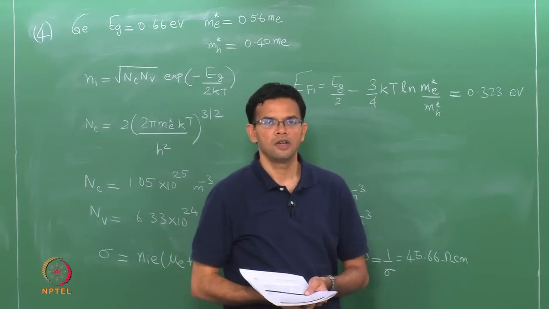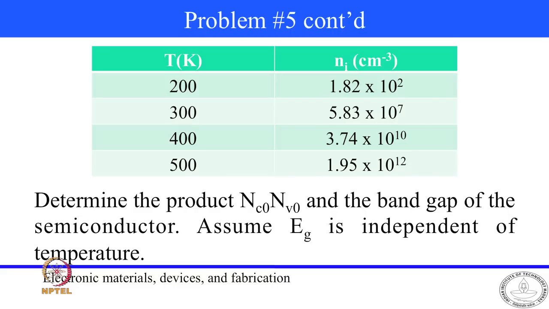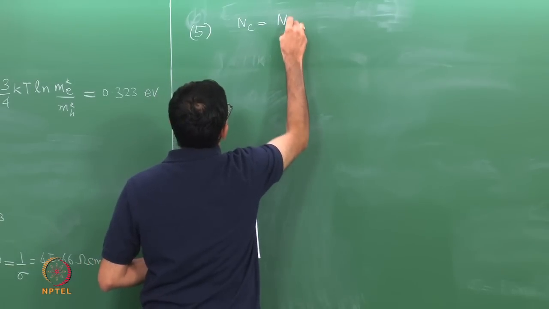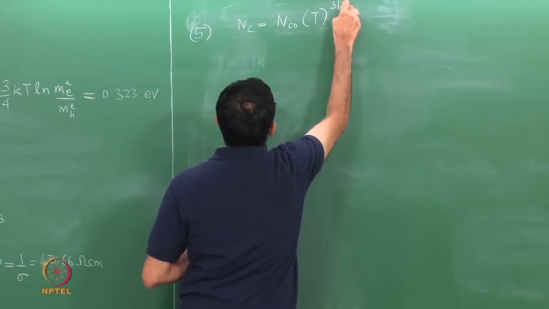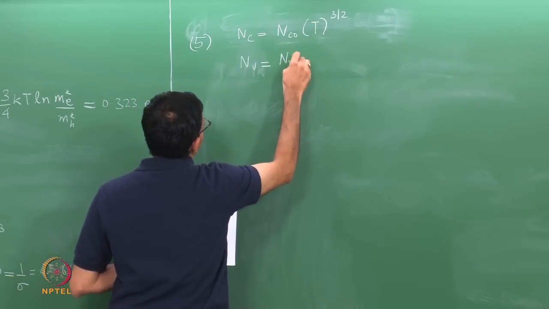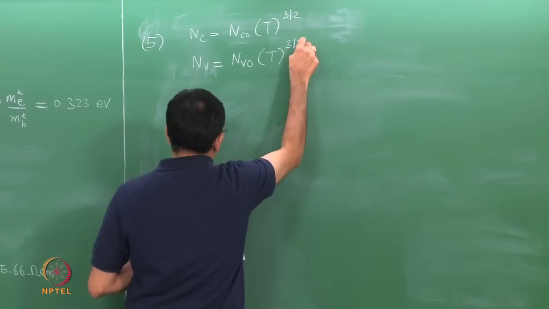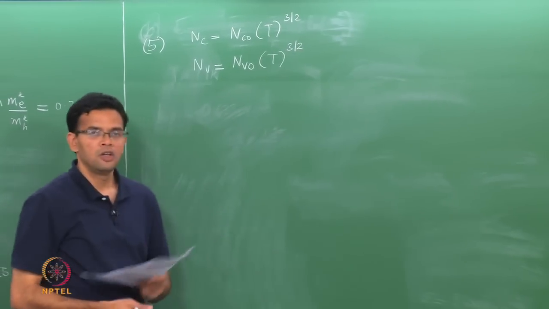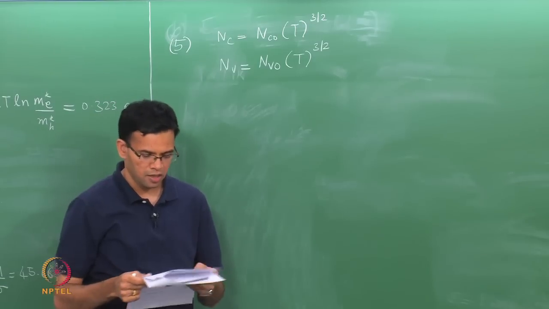So, let us now look at problem 5. There is a particular semiconductor and it says that the effective density of states Nc is a constant Nc naught times temperature to the power 3 over 2. And in the same way Nv is Nv naught times temperature to the power 3 over 2. So, the experimental values of Ni at different temperatures are given.